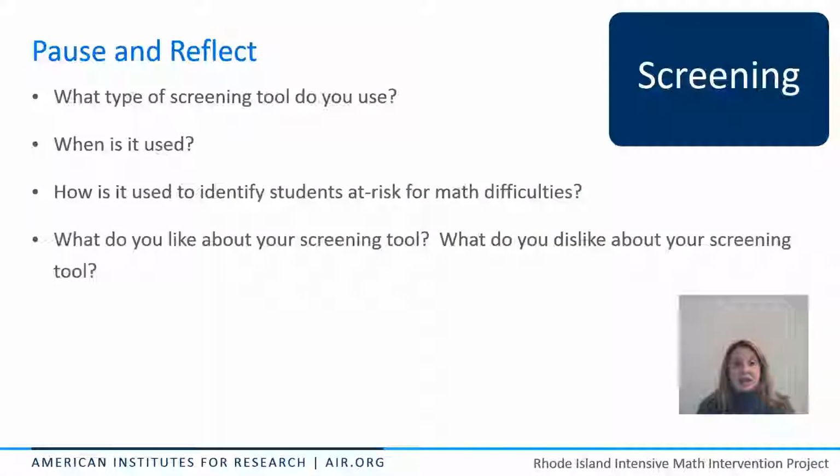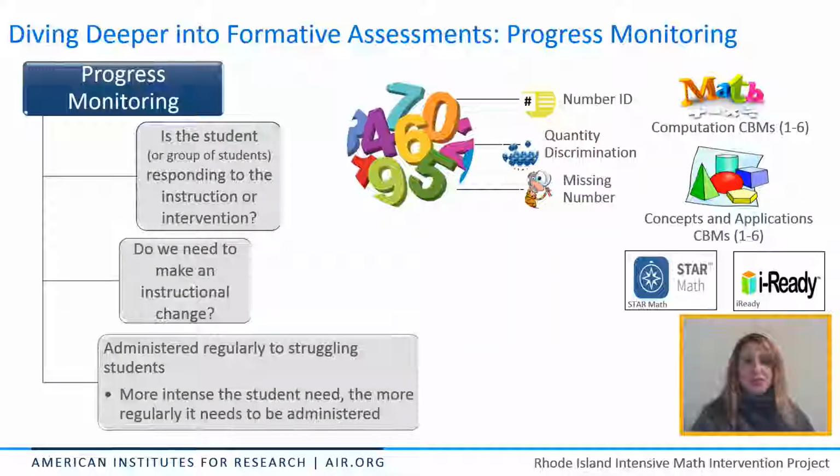Now, I would like you to take a moment, pause the video, and reflect on screening in your school and classroom. What type of screening tool do you use, and when do you use it? How is it used to identify students at risk for math difficulties? Do you use it? Is it used by a team, by the whole school, or by certain individuals? And what do you like about your screening tool, or what do you dislike about your screening tool? Pause the video now.